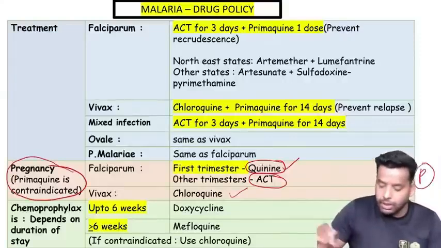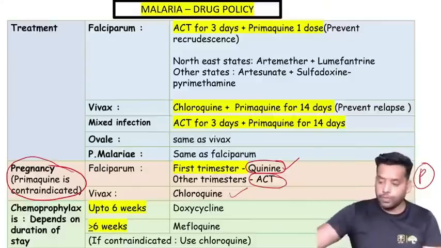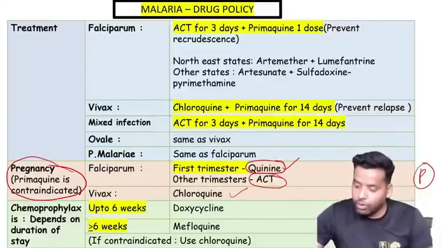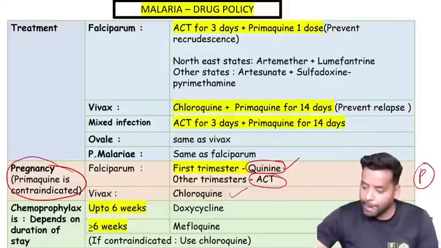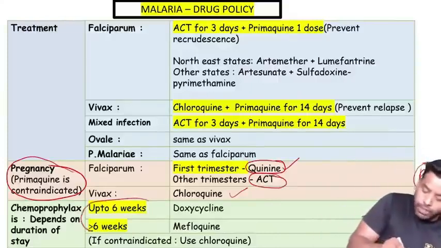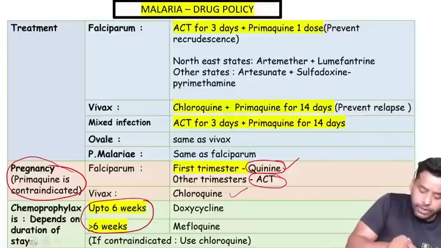Very important, the drug which is contraindicated in pregnancy. Primaquine is contraindicated. Tell me true or false. True statement.